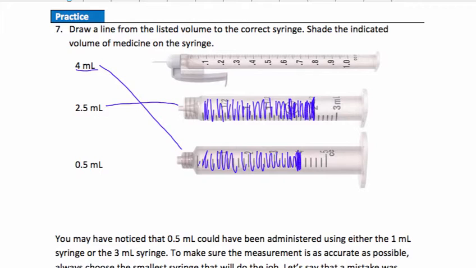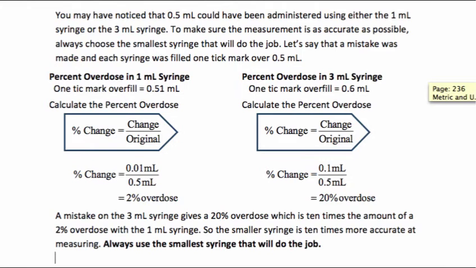Okay, 0.5 milliliters. So that's half a milliliter. This is a 1 milliliter syringe. So we're going to shade this one up halfway. So 0.2, 0.3, 0.4, right there, 0.5.